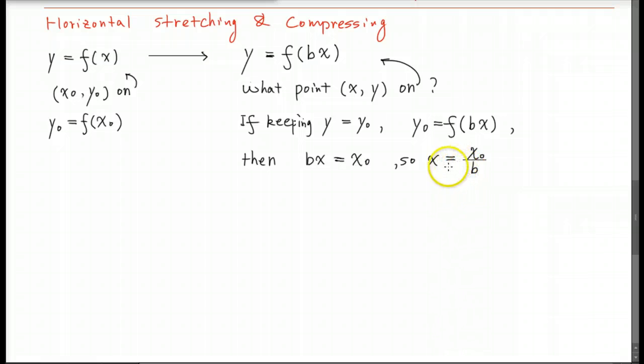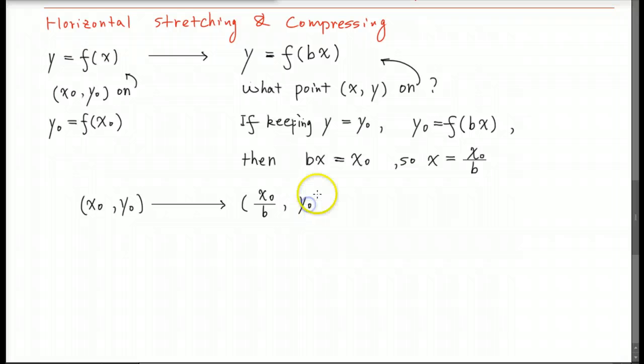Okay, so let's say the original point is (x0, y0). It's really going to transform into the new point (x0 divided by b, y0), with y0 still the same. And then you can interpret what's going on, right?